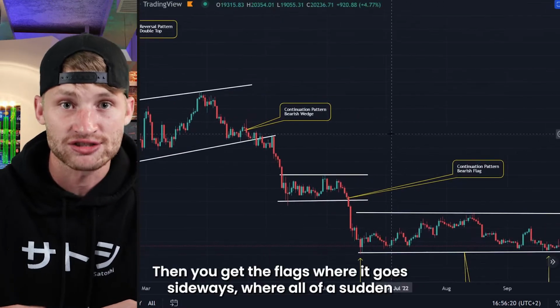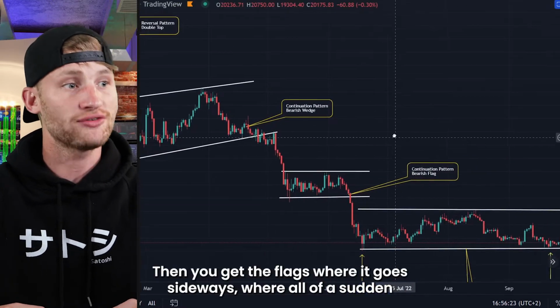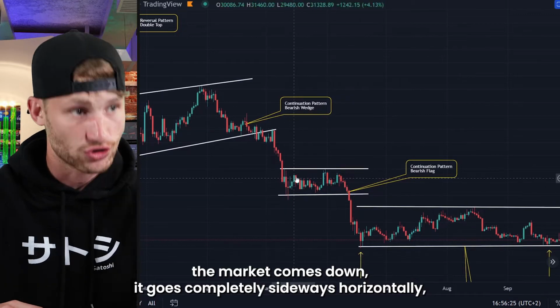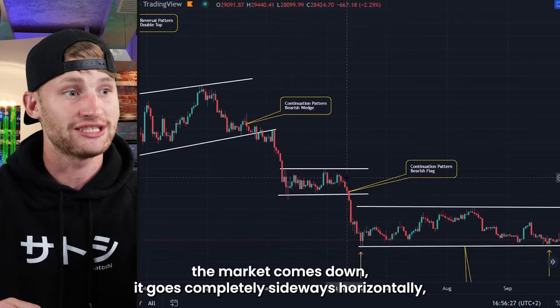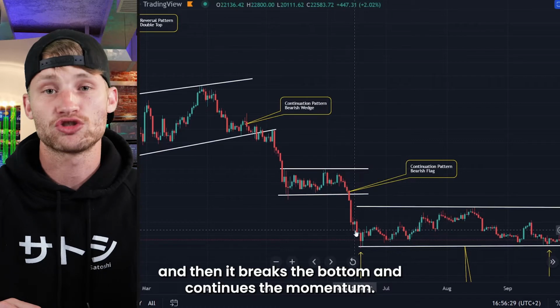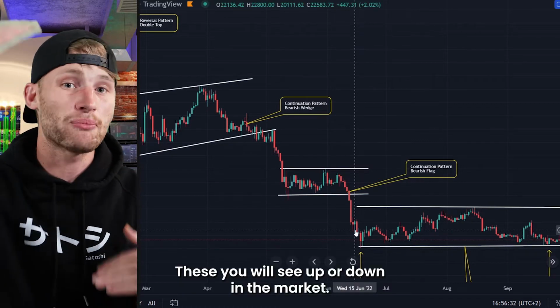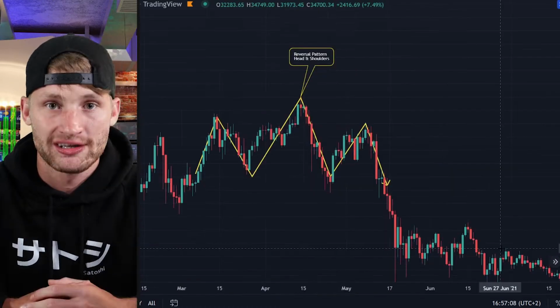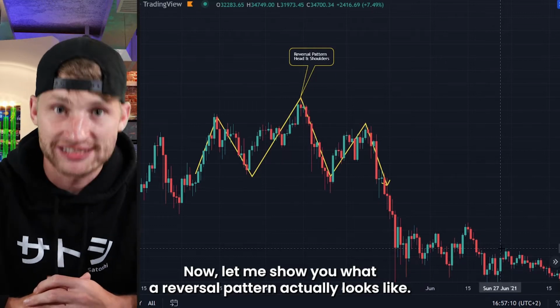Then you get the flags where all of a sudden the market comes down, goes completely sideways horizontally, and then it breaks the bottom and continues the momentum. These you will see up or down in the market. Now let me show you what a reversal pattern actually looks like.